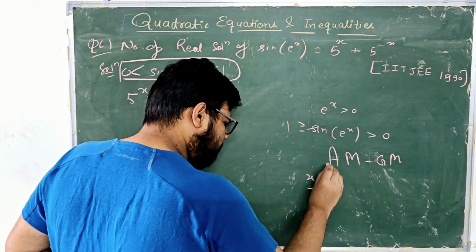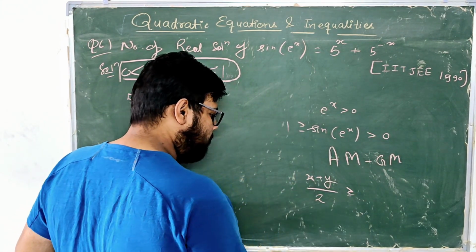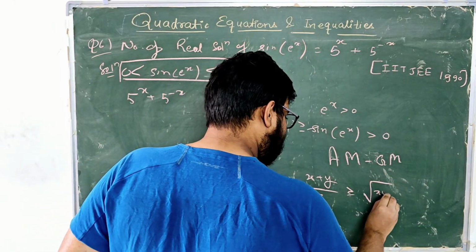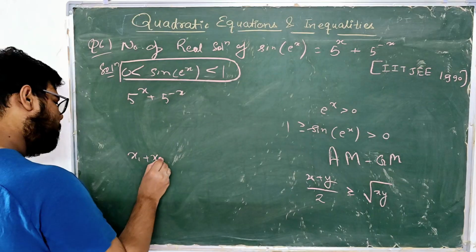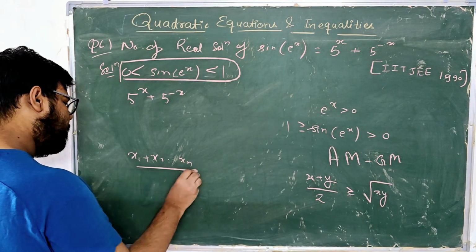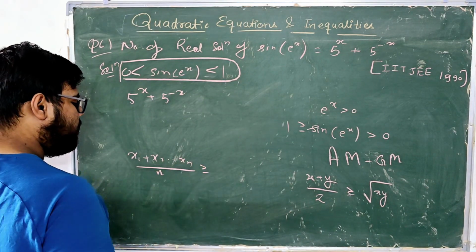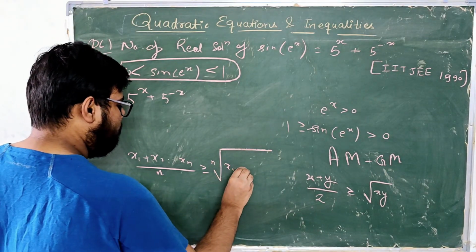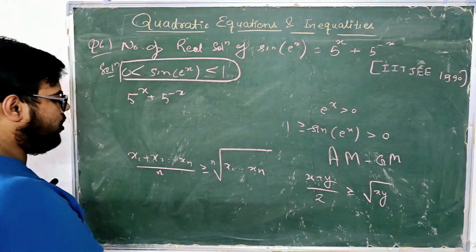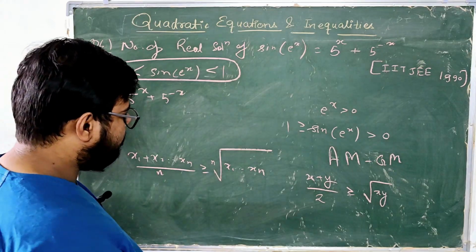(x plus y) by 2 is greater than or equal to square root of xy. And if you have n entries, (x1 till xn) divided by n, it is greater than or equal to the nth root of the product of all these expressions. This is the GM, this is the AM. Okay.